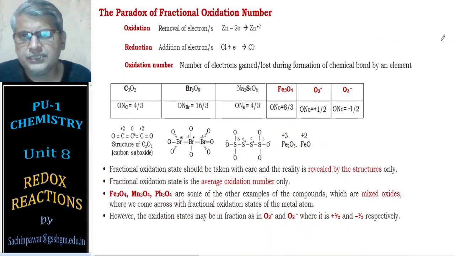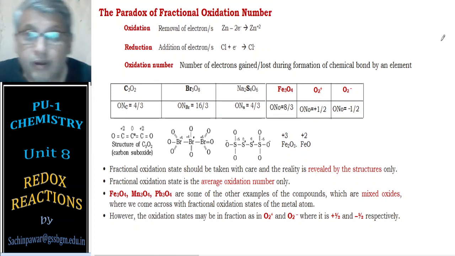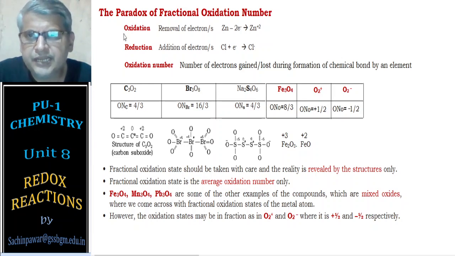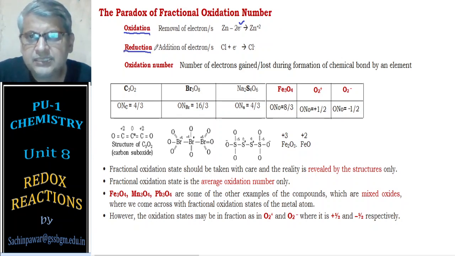So what is the paradox of fractional oxidation number? You have already learnt that oxidation means removal of electrons. The whole electrons are removed: 1 electron, 2 electrons, 3 electrons, and so on. Reduction means addition of electrons. Examples have been seen, and we have also seen the definition of oxidation number.